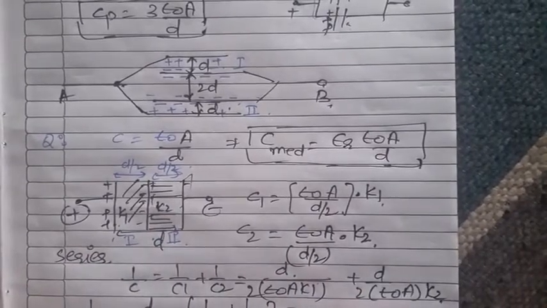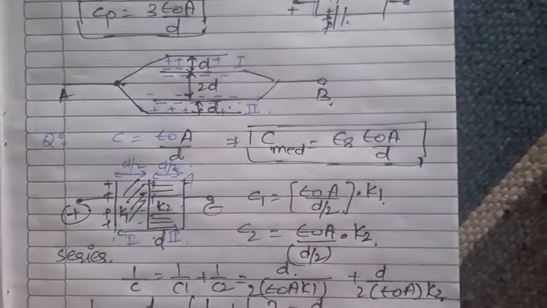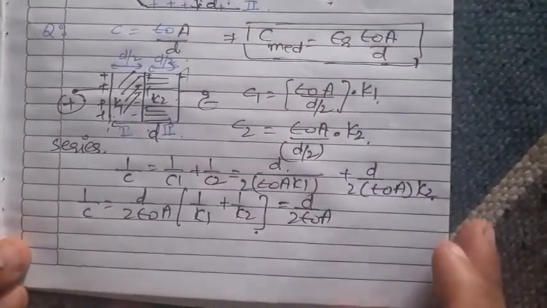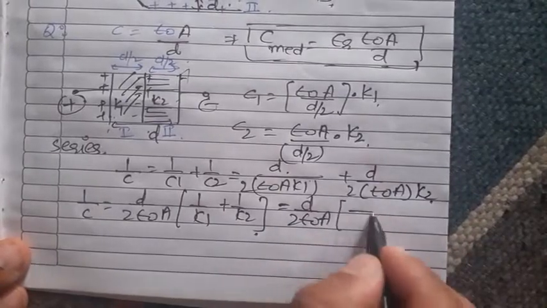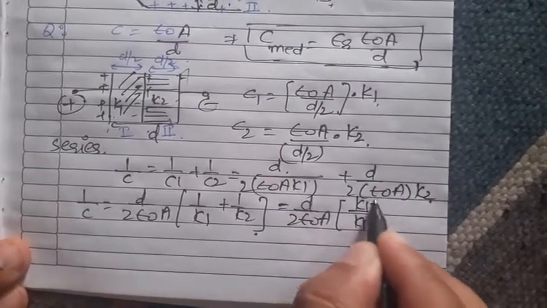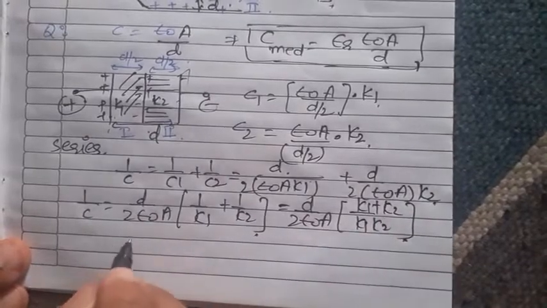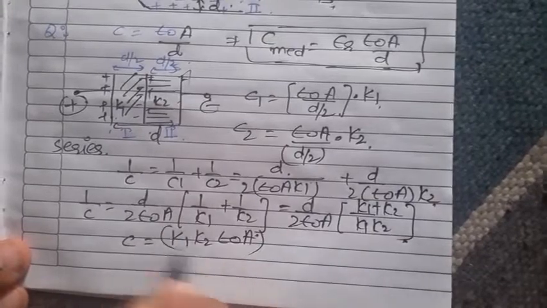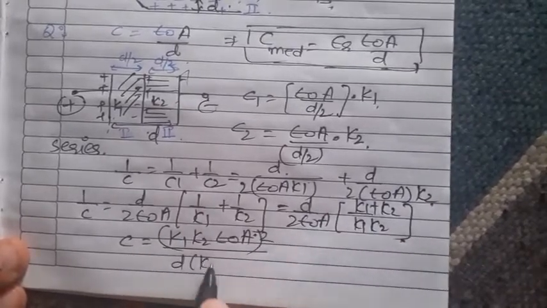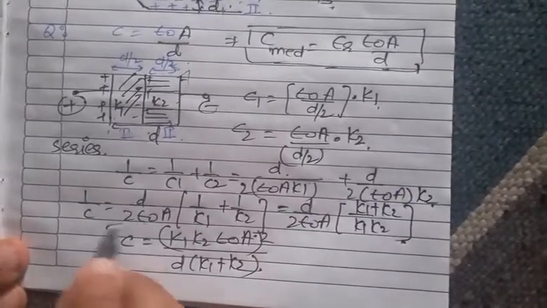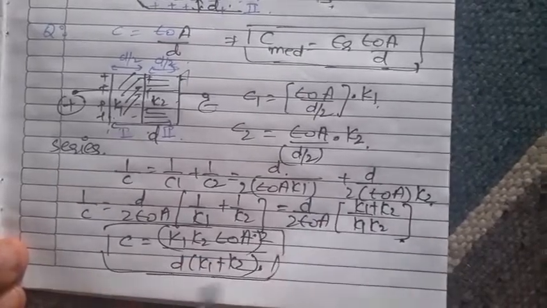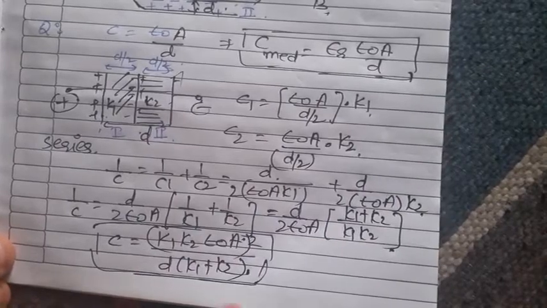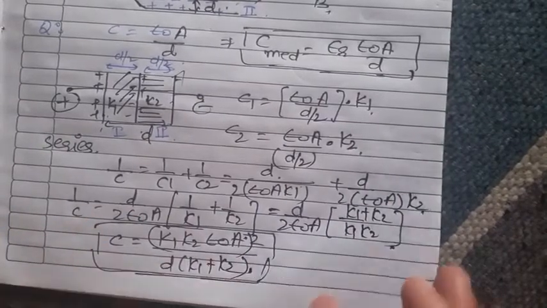And if you take the LCM, you get K1 plus K2 over K1 K2. Take its reciprocal, so you get C equals K1 K2 epsilon naught A times 2 divided by D into K1 plus K2. So this is the answer. This is the way you have to solve the question. I give you another question.